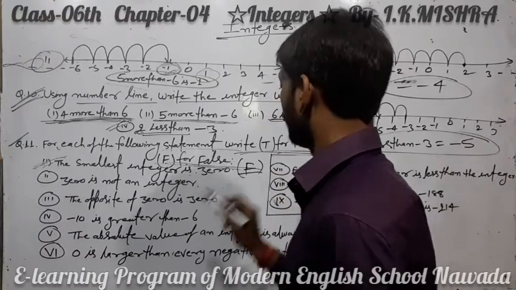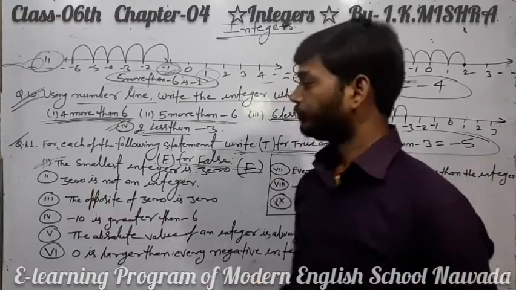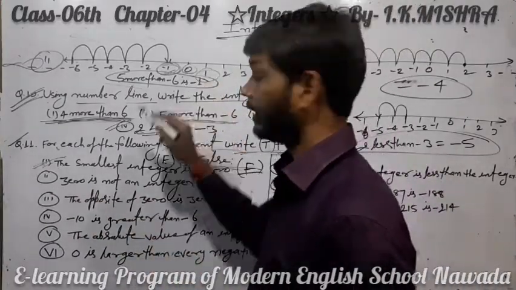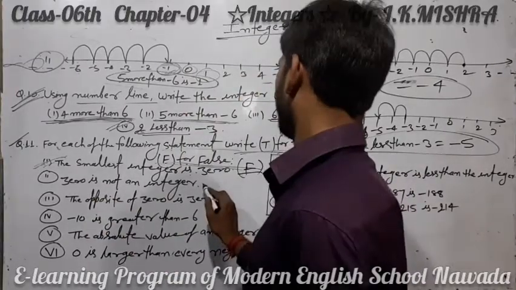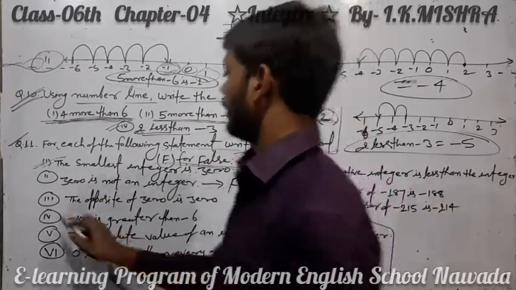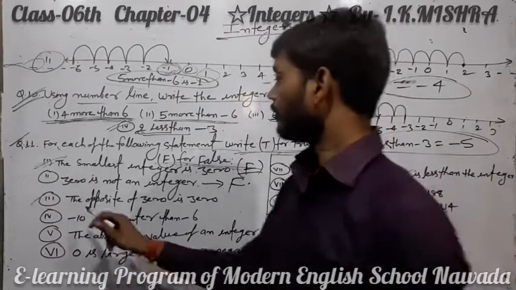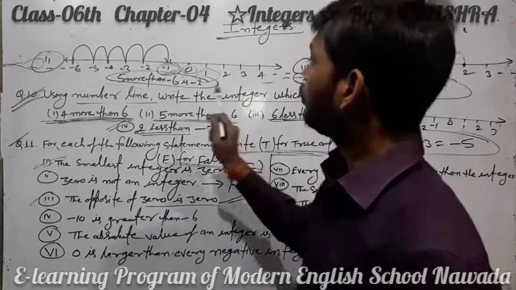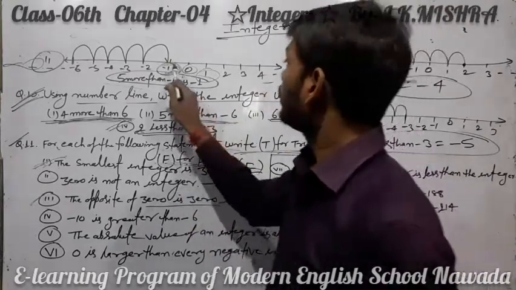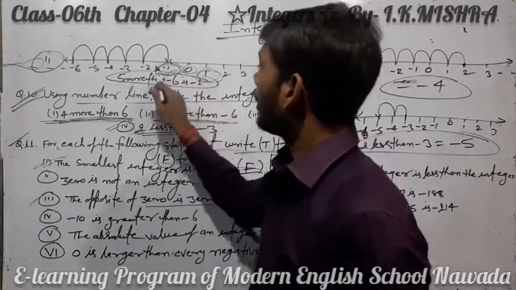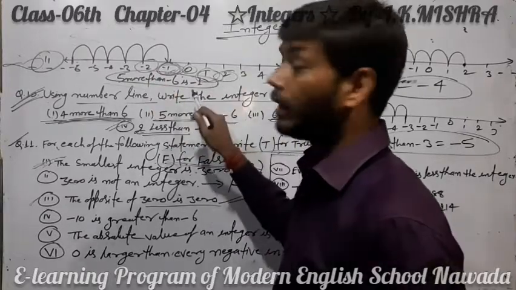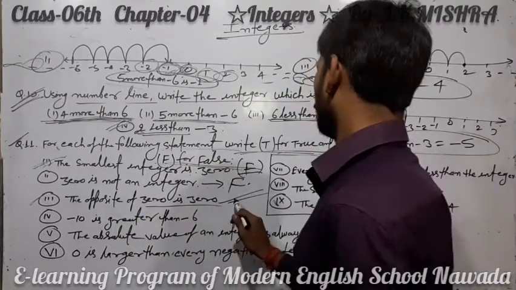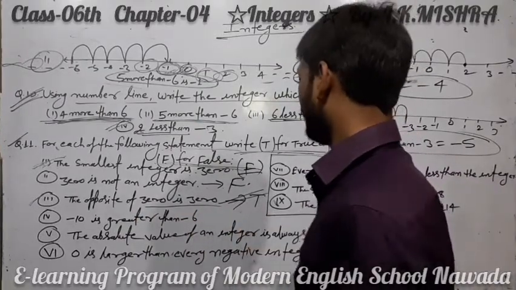Students, in the second question, 0 is not an integer. Students, here 0 is an integer. So this statement is also false. In the third question, the opposite of 0 is 0. Yes. Here, the opposite of minus 1 is 1, the opposite of minus 2 is 2, but the opposite of 0 is 0. So this statement is true. So students, write true, T.